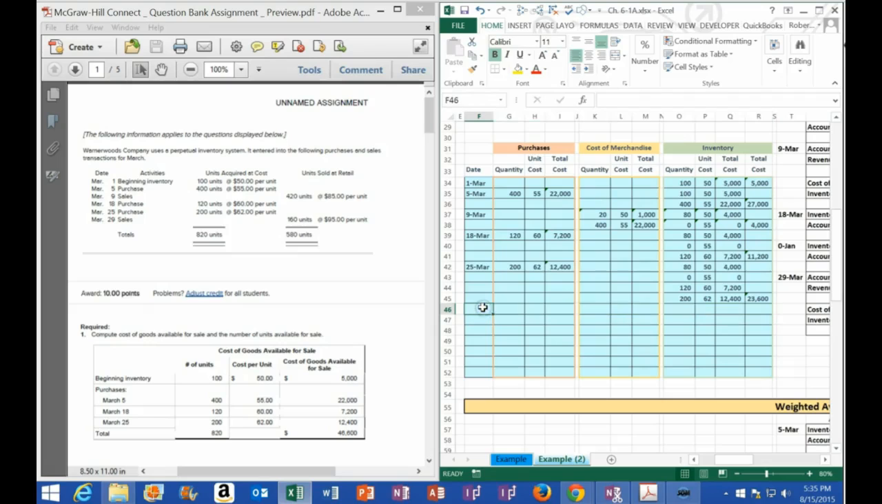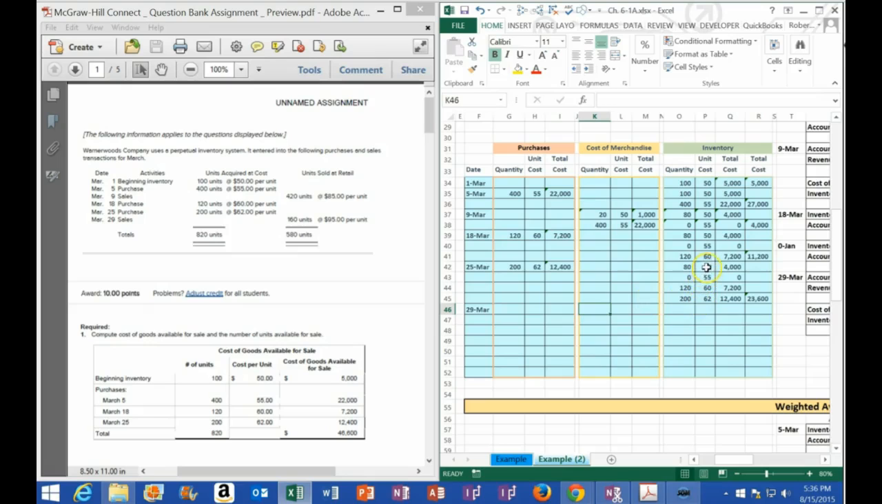So I'm going to put my cursor on F46, and we are going to go to the 329 transaction, which we sold another 160 units. So we're going from the purchase column to the cost of merchandise. We're going to represent the cost of the merchandise that was sold in this column, and we sold 160 units. Question is, what was the cost of those units?